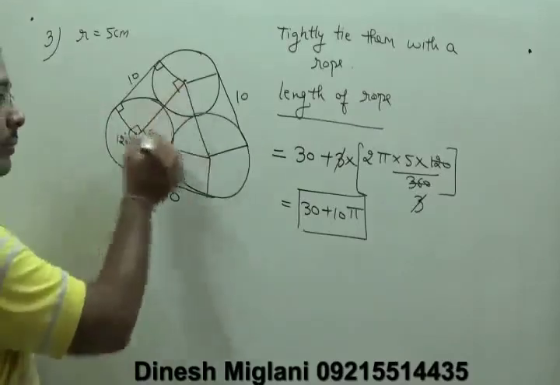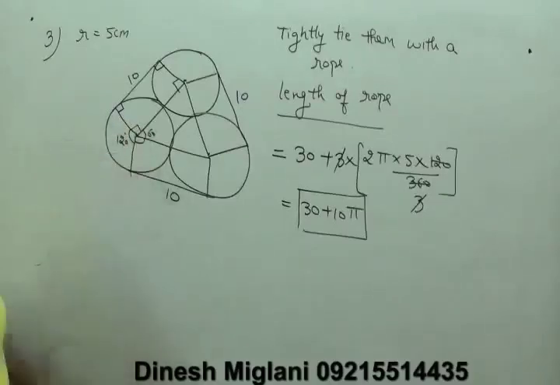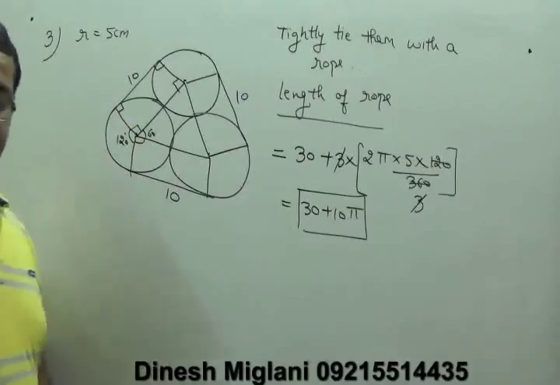This is 60 because being an equilateral triangle. This is 90 and this is 90. That is 180 plus 60, 240. So this angle is 120, and after that we can easily answer our question. That becomes my answer. I hope it's clear.